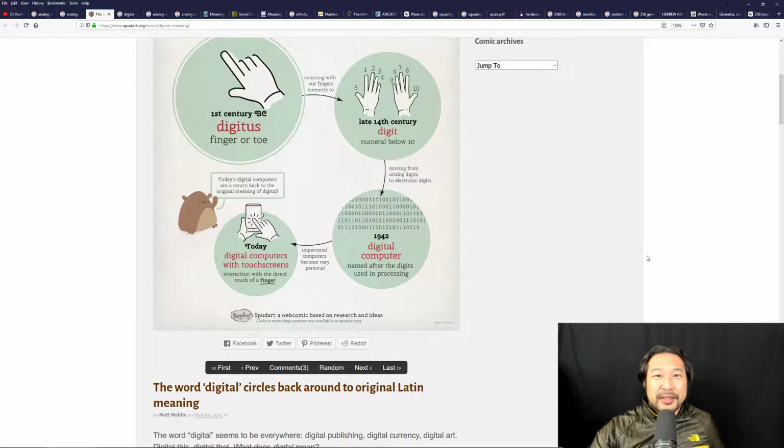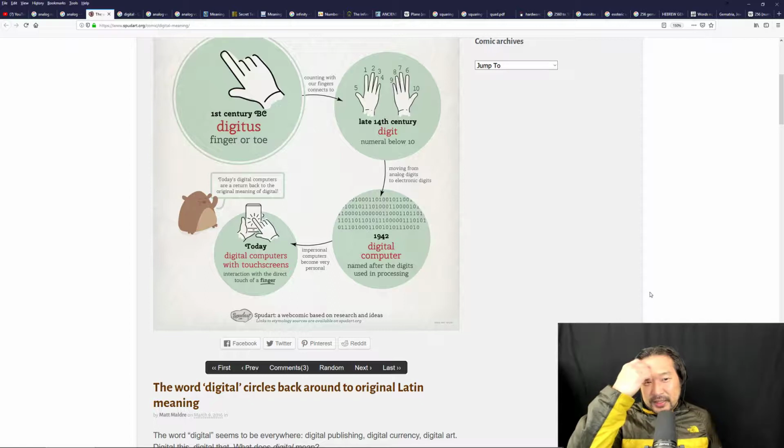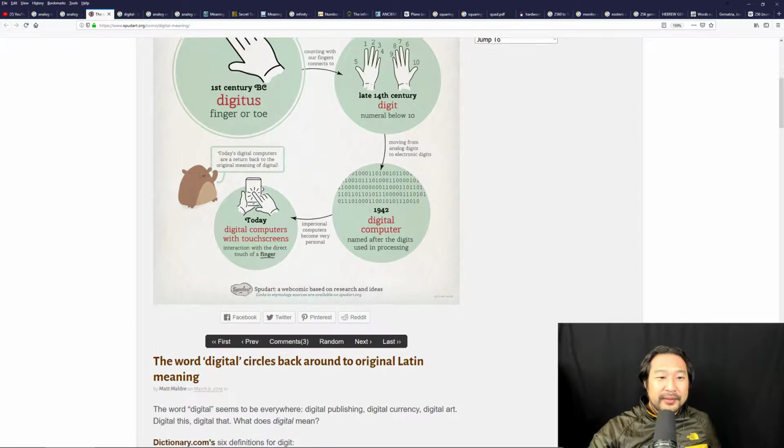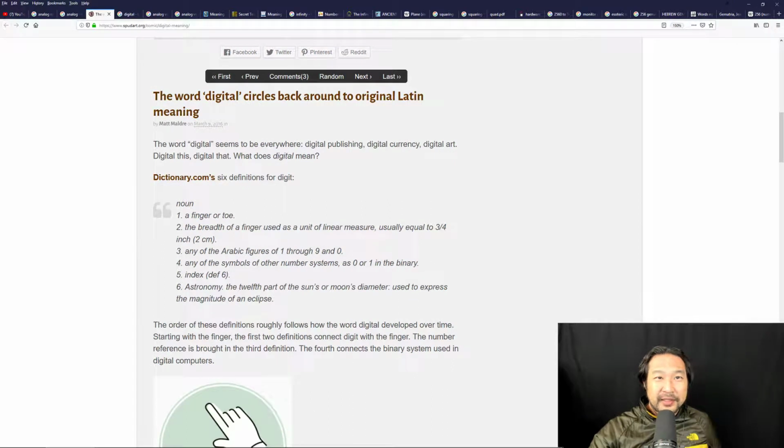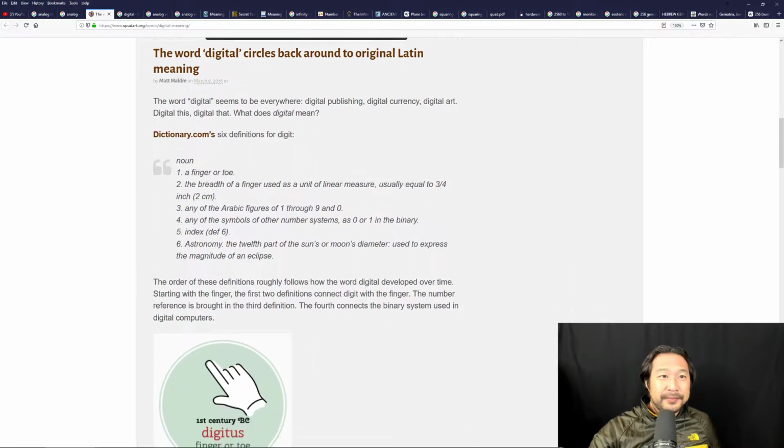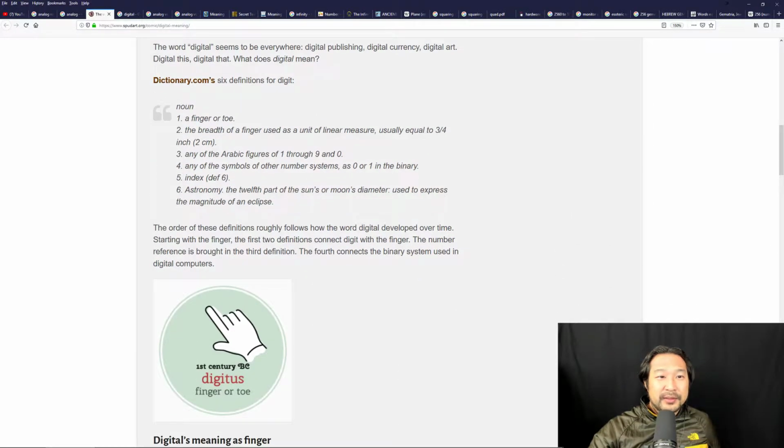And of course, late 14th century, a digit is the numeral below 10. So today, digital computers, touchscreens. Anyways, it's hard to find a lot of stuff behind the meaning, but basically the word digital circles back around to the original Latin meaning. So there's that.